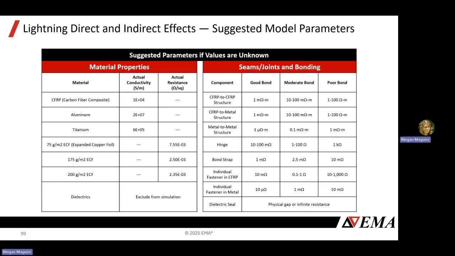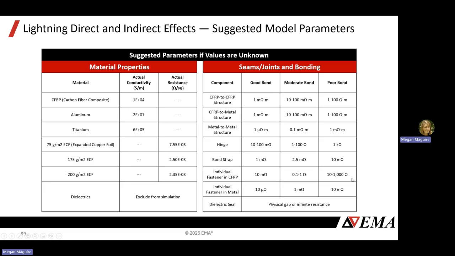This is when sensitivity analyses can be really helpful: seeing, does this joint really impact my transients or not? How well does this need to be characterized? But overall, if we're looking at good bonds for CFRP, maybe a milliohm meter, moderate 10 to 100 milliohm meters, and poor would be on the order of ohms or higher. Metal to metal, just low values. Hinges are complicated. They can be decent in the 10 milliohm range, or they can be very poor, on the order of kilo ohms. Bond straps, they can vary.